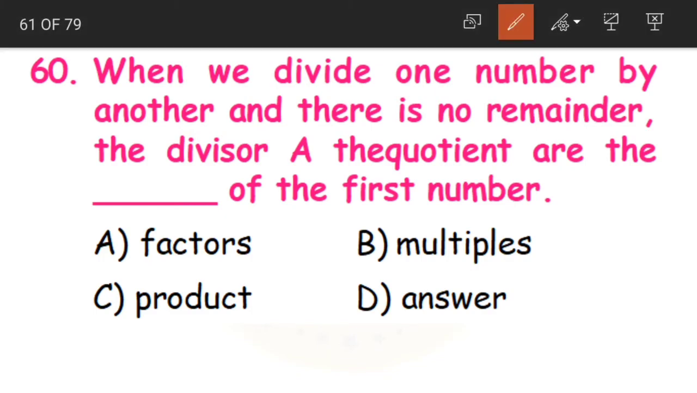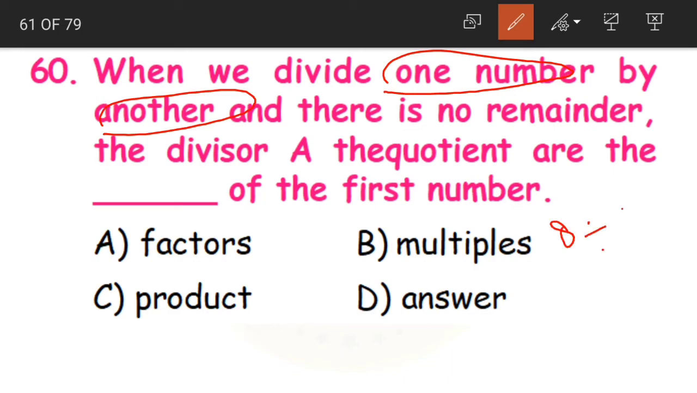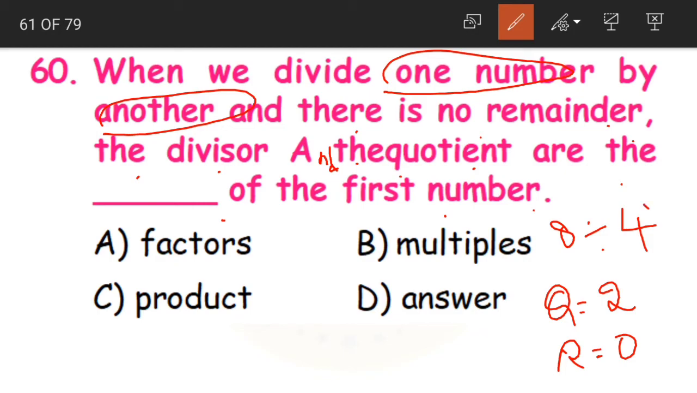So what are we saying? When we divide one number by another, let us say we are dividing 8 by 4, and there is no remainder. When we divide 8 by 4, the quotient will be 2 and the remainder will be 0. The divisor and the quotient are the dash of the first number. Divisor is 4, quotient is 2. They are the dash of our 8.